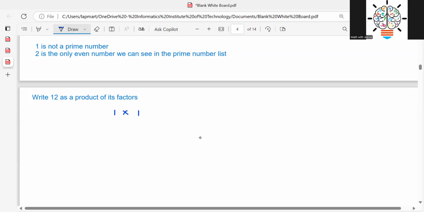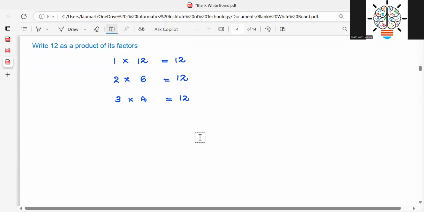1 times 12 is 12. 2 times 6 is 12. 3 times 4 is equal to 12. When you get a question like this, write 12 as a product of its factors, different students might select one of these answers. One of you might have written that 1 times 12 is 12. Correct answer. Another child has written that 3 times 4 is 12. So that is also a correct answer. Or 2 times 6. That is also a correct answer.